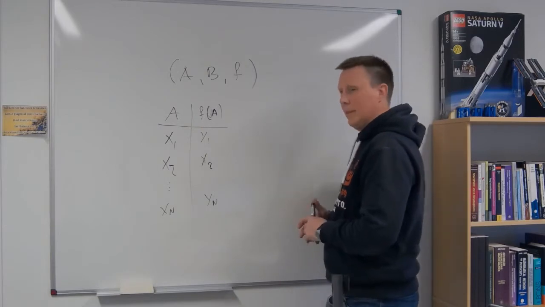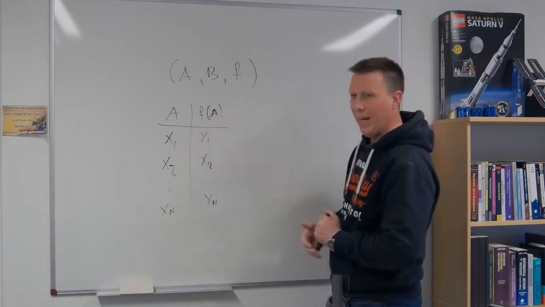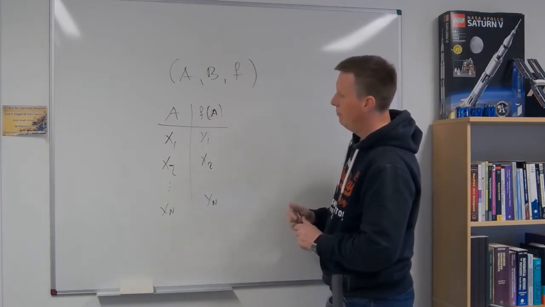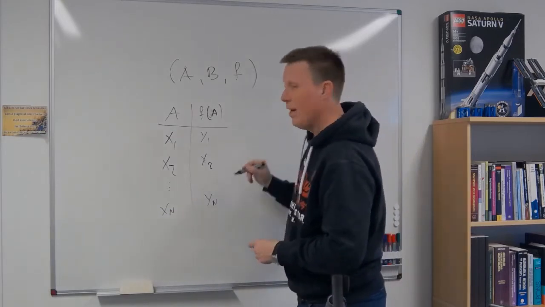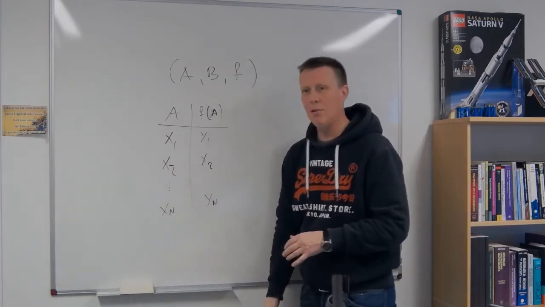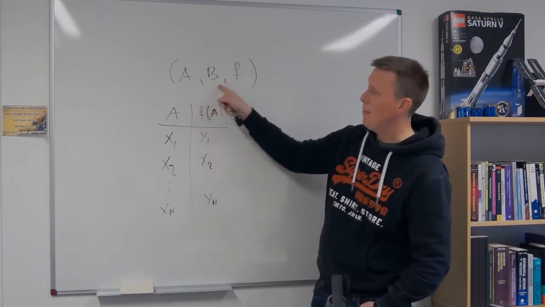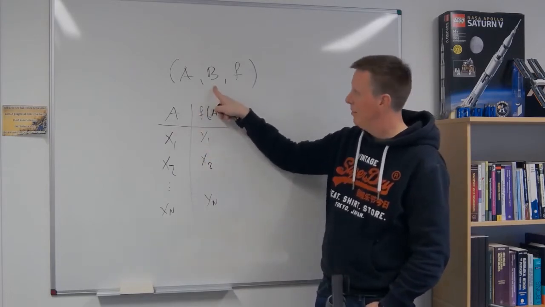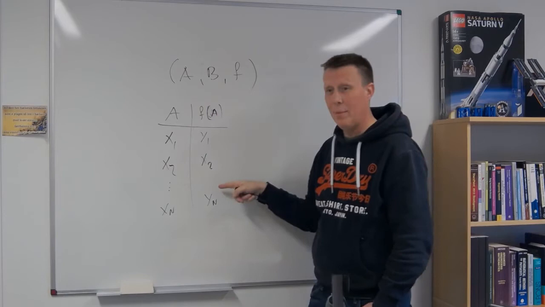Now, I haven't really said much about the rule f yet, and we'll get to that. But this is the first result we have. Functions are tables of data. Now, of course, A and B might both be infinite sets, so this table will get very, very big.